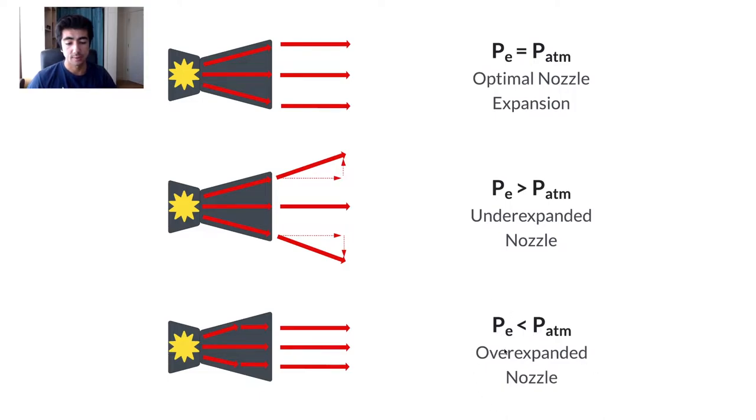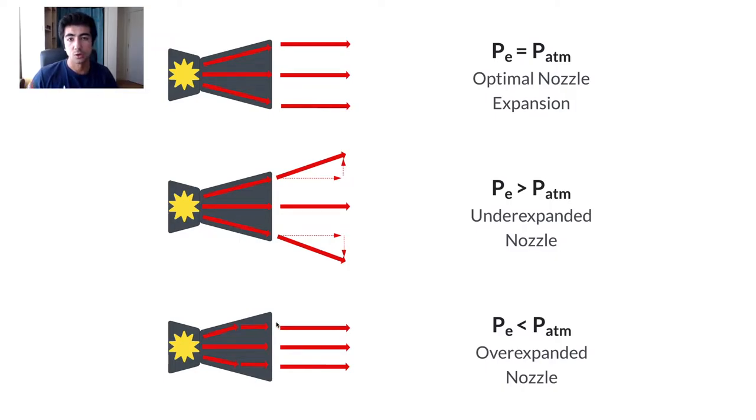The other type of unideal nozzle is an overexpanded nozzle. And so this is the opposite, when the pressure of the gases at the exit is less than the pressure of the atmosphere. And what happens here is that because of this difference, the atmospheric pressure kind of pushes in on these gases and decreases the area at which the gas is exiting. And so again, you're losing efficiency here because this velocity is not acting over the entirety of the nozzle area.